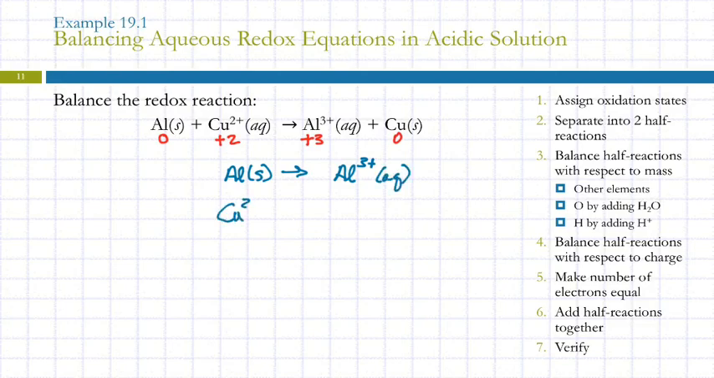And copper ion is going to go to copper metal solid. So I pulled this apart into two half reactions. We need to balance those with respect to mass. Looks to me like they're already balanced. Yeah? So that's fine. And we have to balance with respect to charge.